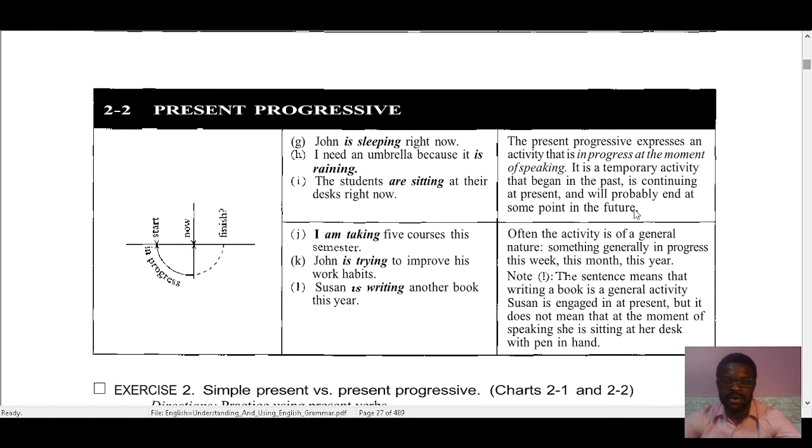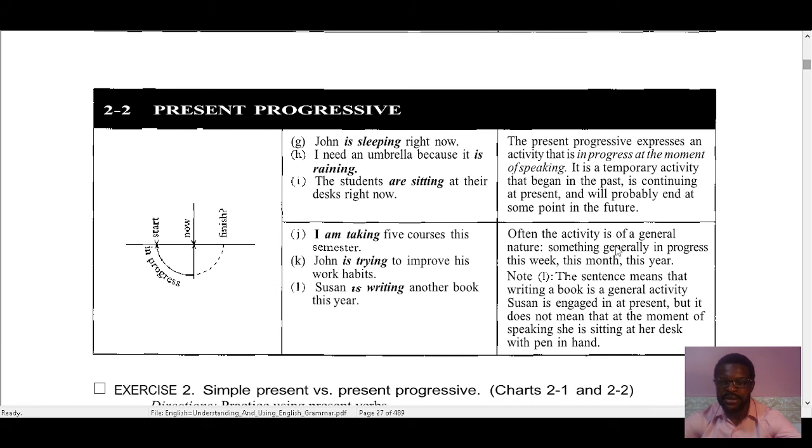It's temporal. It's not going to stay; it's quite different from when we talk about the simple present tense. So this one is a temporary action that is going to fade away as time goes by. So here we've got: I'm taking 5 courses this semester. John is trying to improve his work habits. Susan is writing another book this year. So here we're still using I plus am, which is our helping verb, take, the main verb, plus ing. Here John is, because John is he, try is the main verb plus ing. Then Susan is she, we're using is, write is the main verb plus ing.